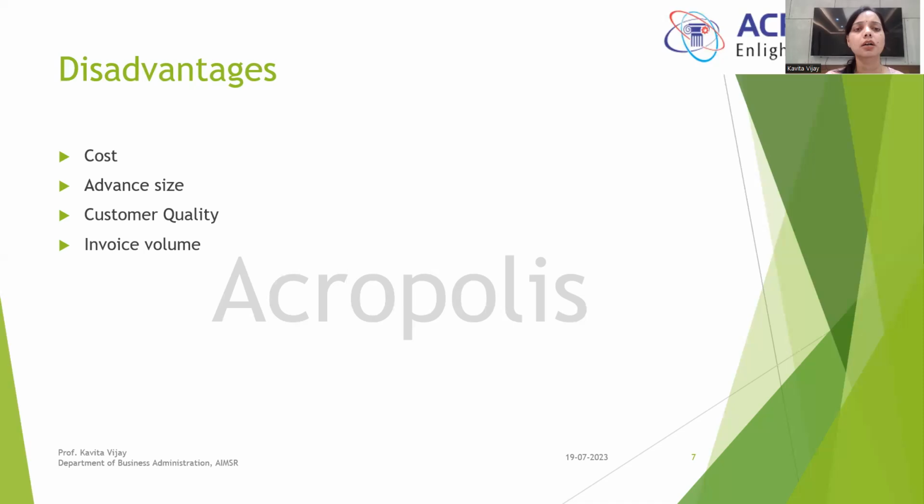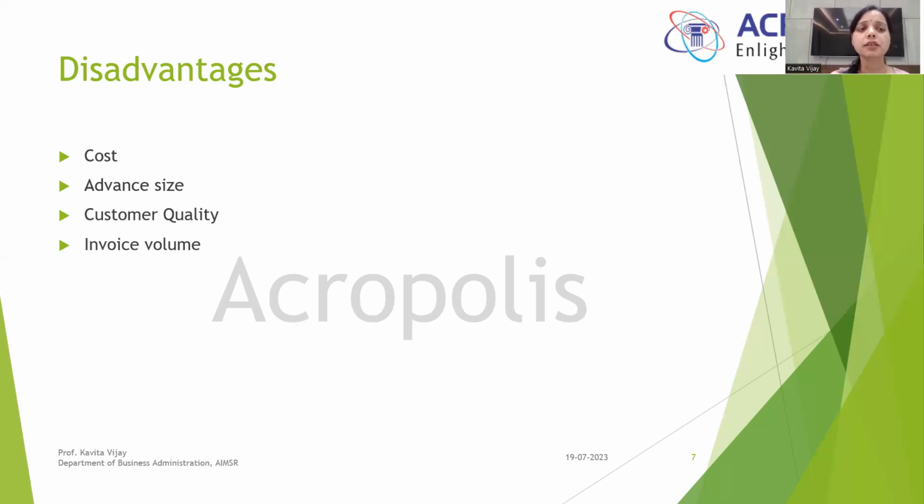Cost, because the factoring company will finance a certain amount and take a certain amount as a discount, so it will cost the company. Sometimes it depends on the type of factoring also. If there is a risk associated with the factoring, like in non-recourse factoring, where the risk lies with the factoring company, in that case the factoring company charges more than in recourse factoring.